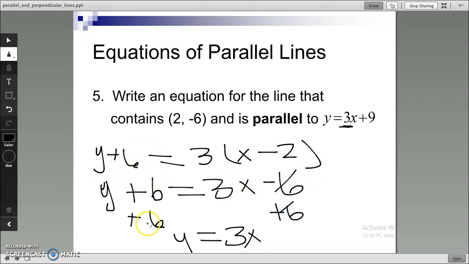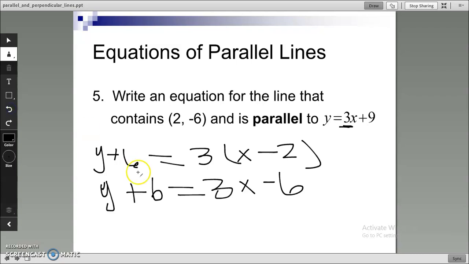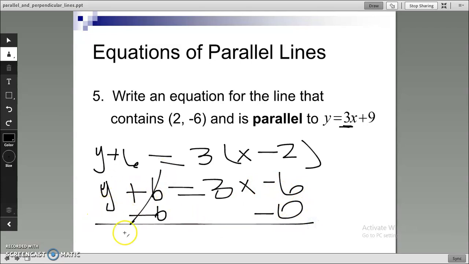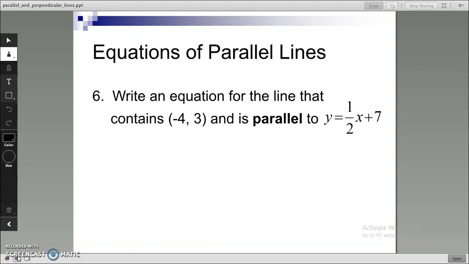Oops. See? I had to go through and do it to see where my mistake was. I made a mistake. The opposite of plus 6 is minus 6. I was looking over here instead. I'm sorry. I need to get my y by itself though. So I get y equals 3x minus 12. All right, we're going to go on.